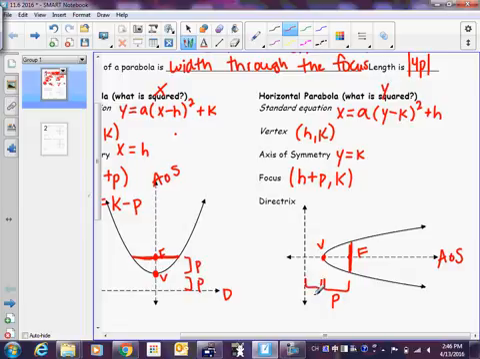Okay, P is also this distance from vertex to directrix. What type of line is directrix? Vertical, so x equals. So think about the vertex. X value is h. And then we want to go backwards, so minus P. Okay.